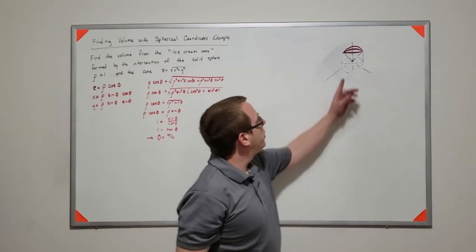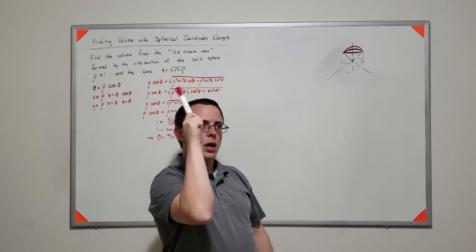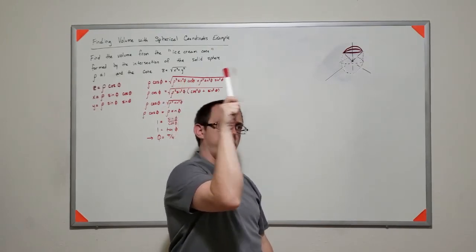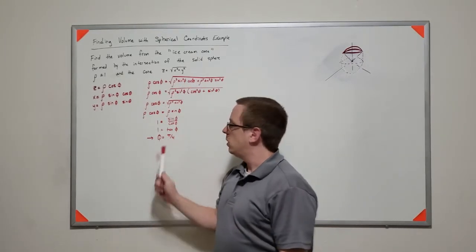That tells me that for this particular ice cream cone, phi will start at 0 and go no further than pi over 4.